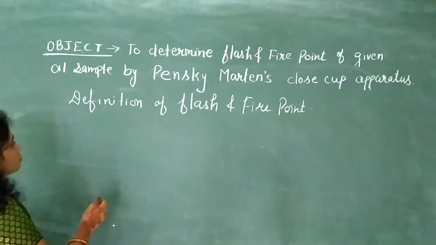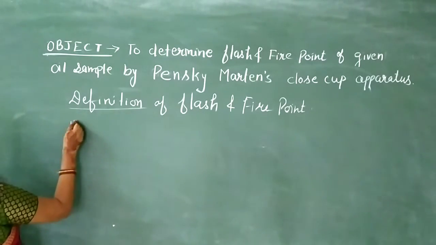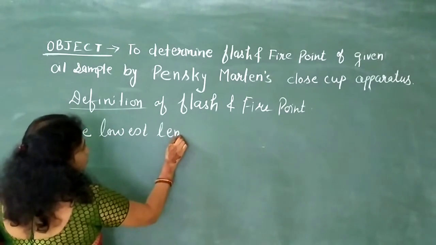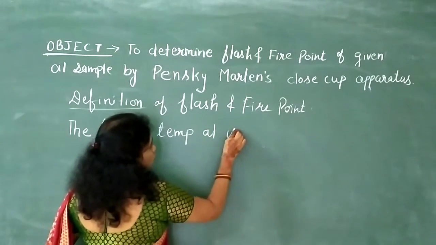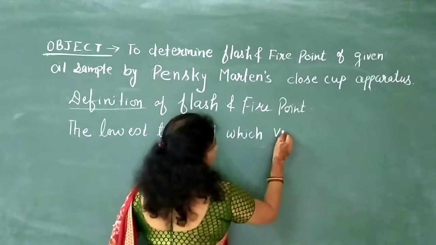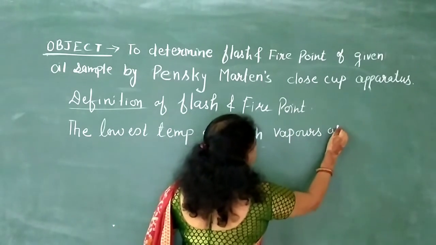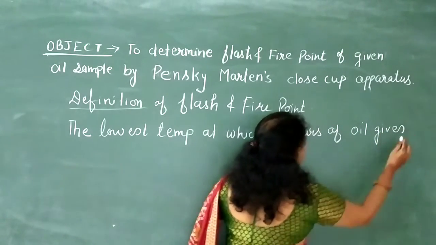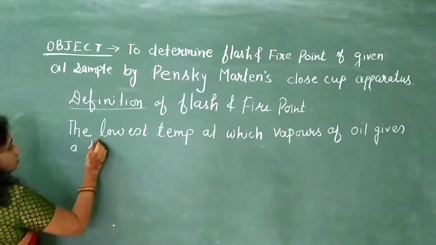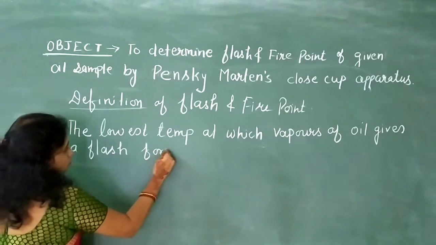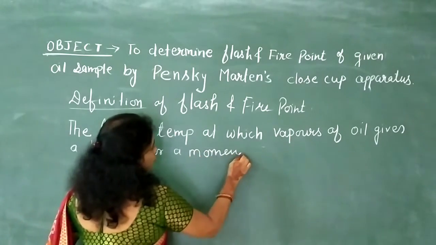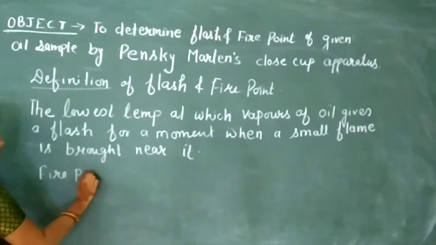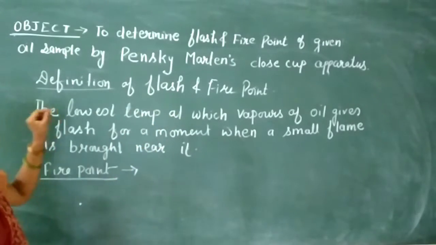First of all, flash point. Flash point is the lowest temperature at which vapors of oil sample give a flash for a moment when a small flame is brought near it.